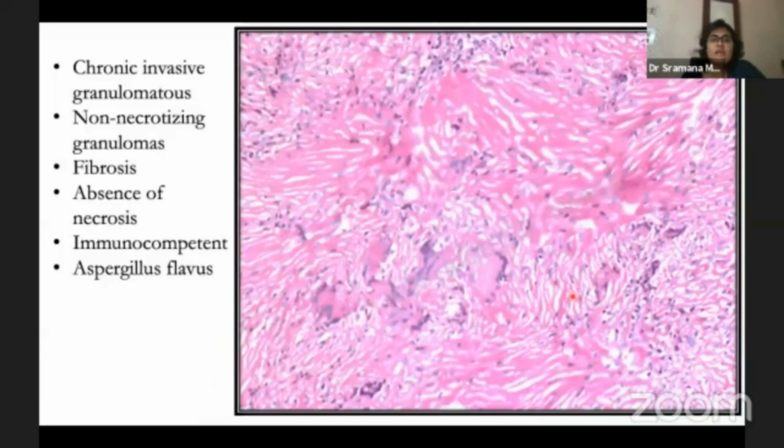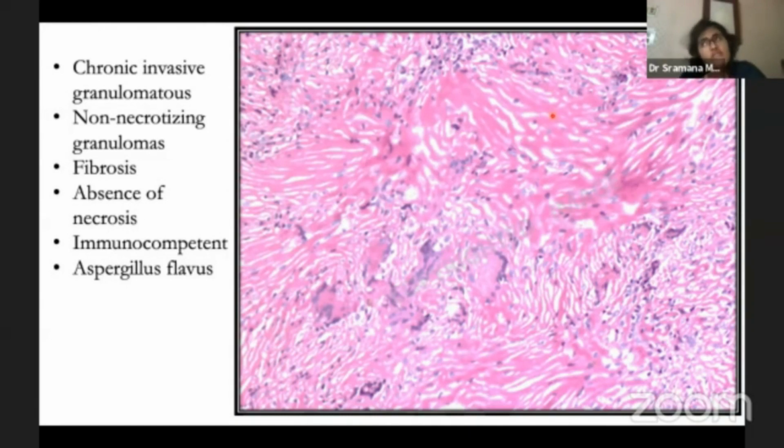Chronic invasive granulomatous fungal sinusitis is commonly caused by the species Aspergillus flavus in immunocompetent individuals. There also you can see granulomas, but along with that you see something called fibrosis. So all these pink collagenous bands that you're seeing, these are fibrosis. So you can see granulomatous inflammation along with fibrosis. There is no necrosis, no angioinvasion.